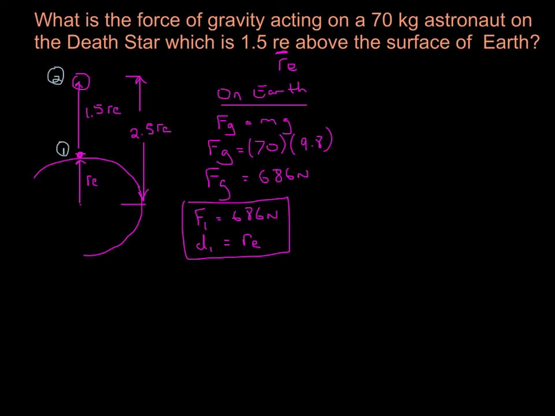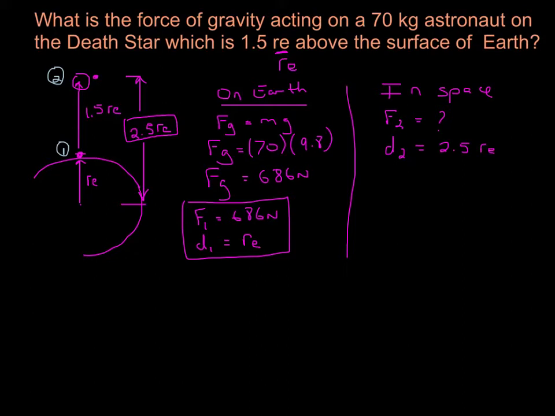In space, those numbers aren't quite the same. What we're looking for is F2, the force of gravity 2, which is the weight way up here when I'm on the Death Star. But I do know distance 2, what we talked about before. Distance 2 is this whole thing. The astronaut inside the Death Star is 2.5 RE from the center, and we're going to need that D2 in order to solve for F2.